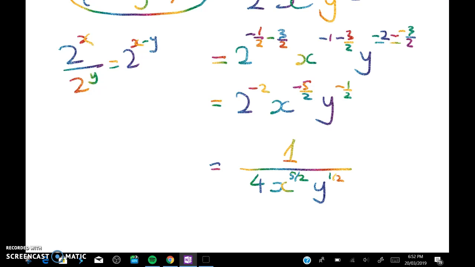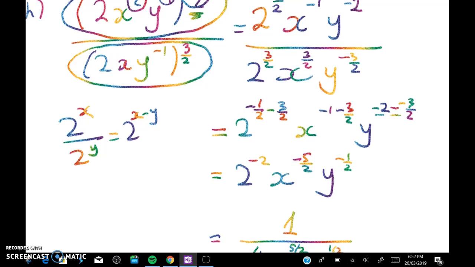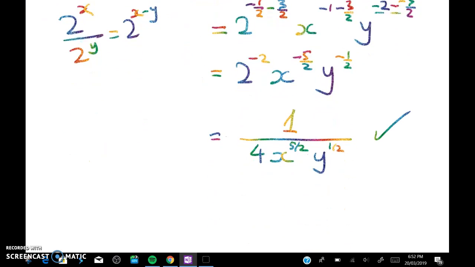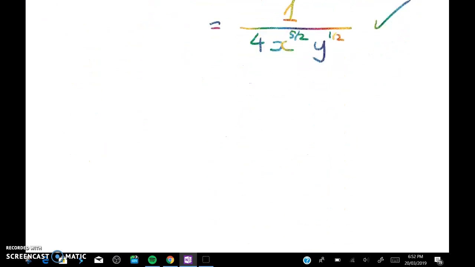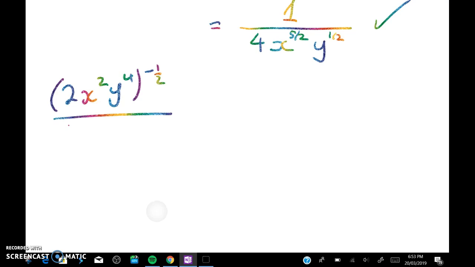Right, now let's just have a look at another way we could have done that. So that's fine. It's a perfectly good way to go. But I'm going to do this one again. So let's write it out again. 2x squared y to the negative 1/2 over 2x y to the negative 1 to the power of 3 over 2.